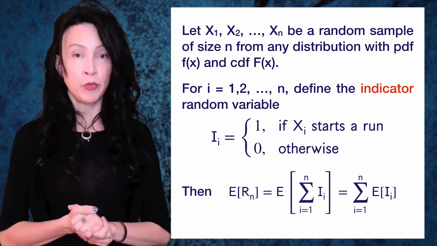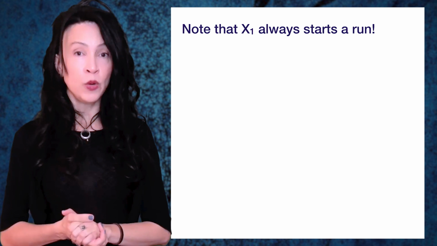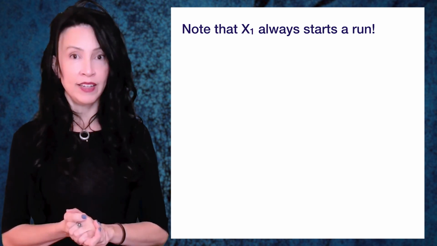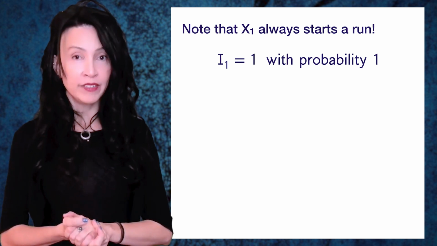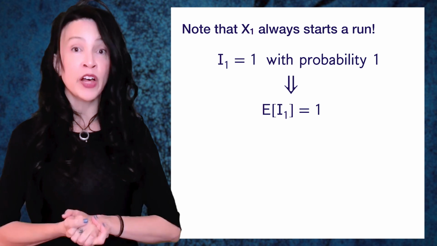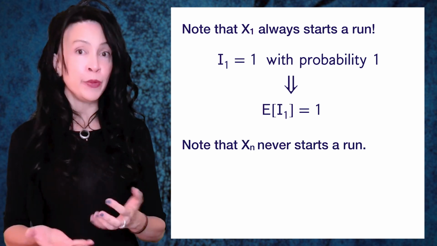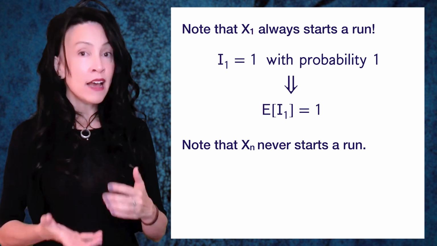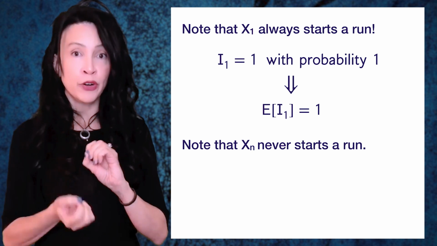So let's look at some of them more closely. Note that the first value in the sample that I'm calling x1 will always begin a run. This means that the indicator I1 will always take the value 1. So this is either not a random variable or a boring random variable that takes the value 1 with probability 1. Note that the last value in the sample, xn, never starts a run, even if it's like a turning point for where things are going.